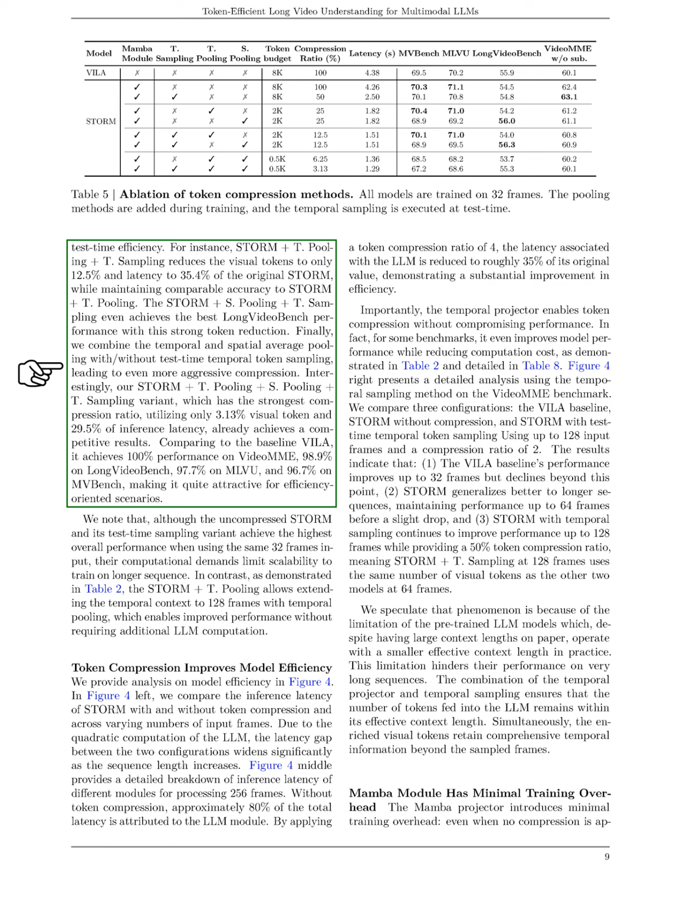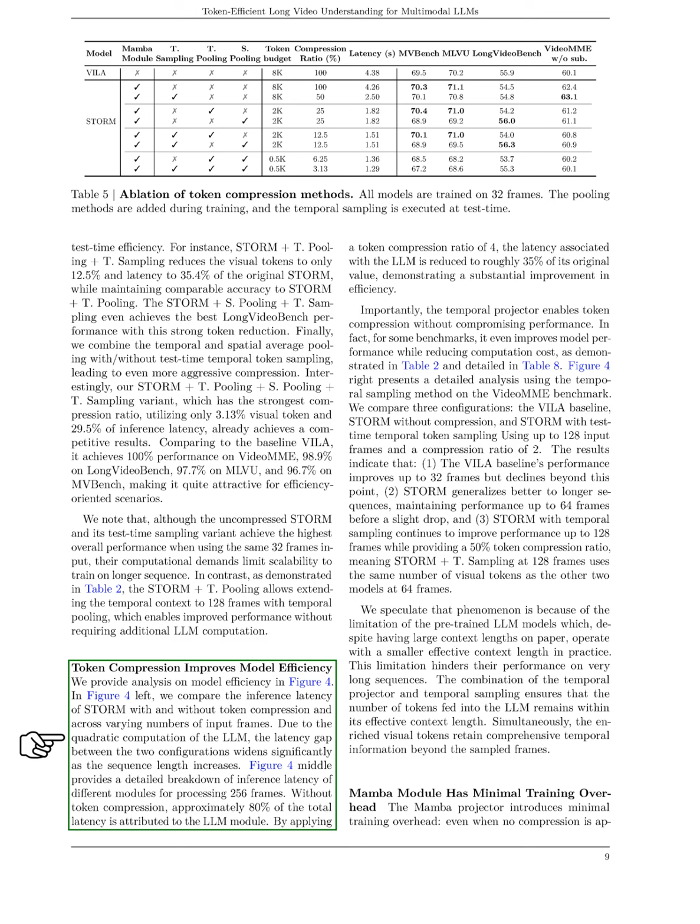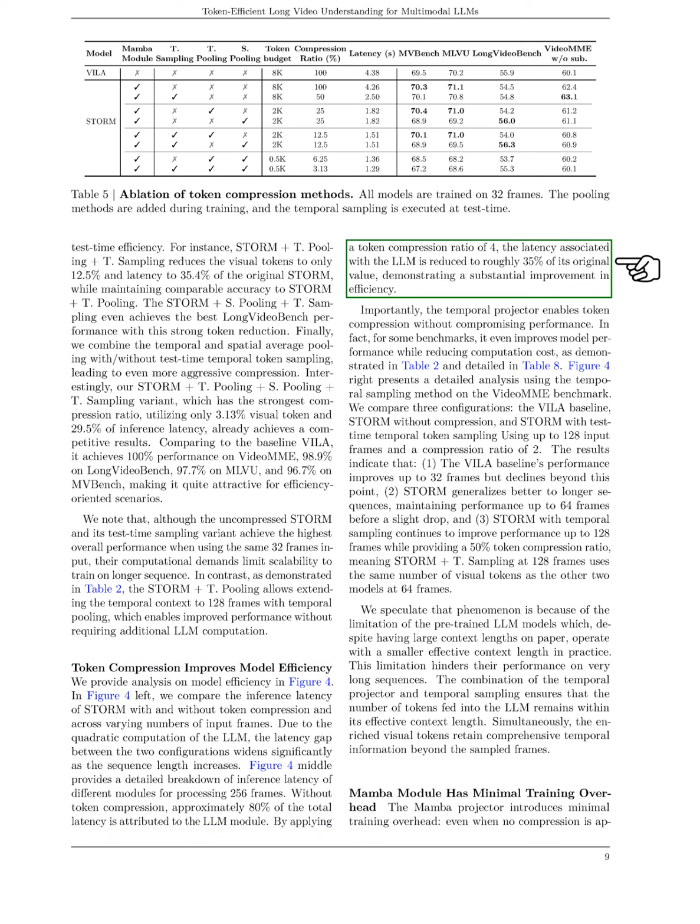We analyze model efficiency in detail. Our findings show that as the sequence length increases, the latency gap between STORM with and without token compression widens significantly due to the LLM's quadratic computation. For processing 256 frames, about 80% of the total latency comes from the LLM when no token compression is used. However, with a token compression ratio of 4, the LLM's latency drops to around 35% of its original value, indicating a major efficiency boost. The temporal projector allows for this token compression without sacrificing performance, and in some cases, it even enhances model performance while lowering computation costs.